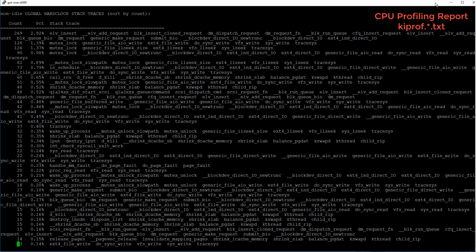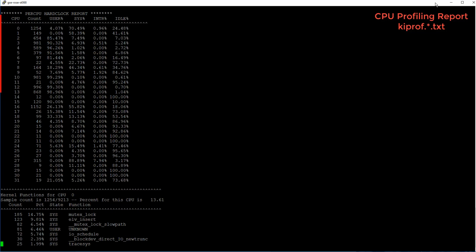Note, we can identify the busier code paths and not just a function. Also, a busy function can be represented by multiple stack traces. Note the mutex lock function shows 3 distinct code paths from the write, lseek, and read system calls.